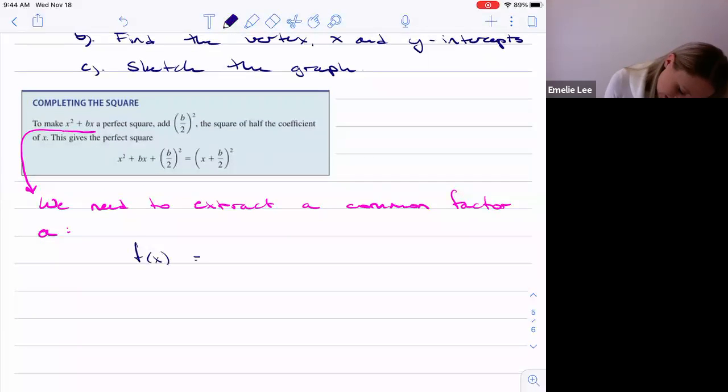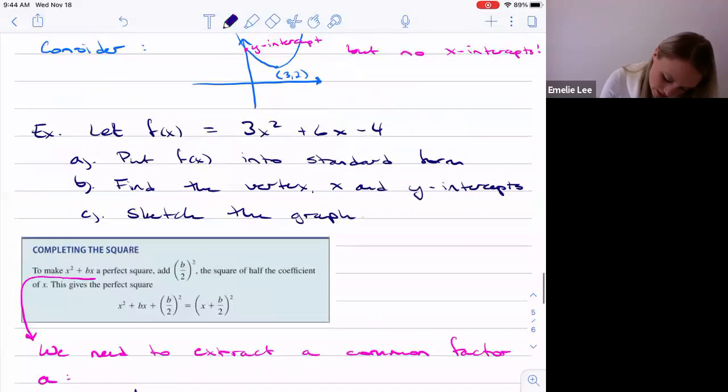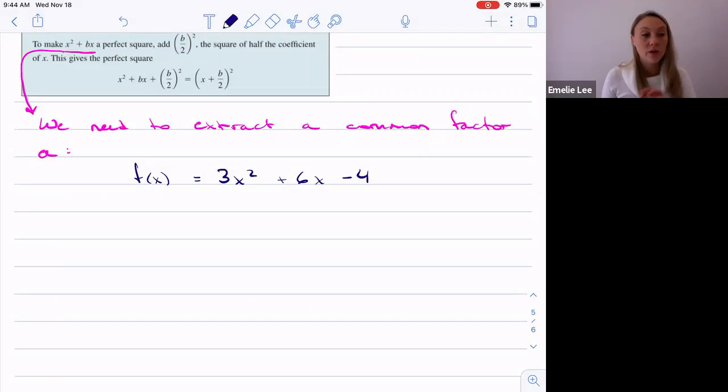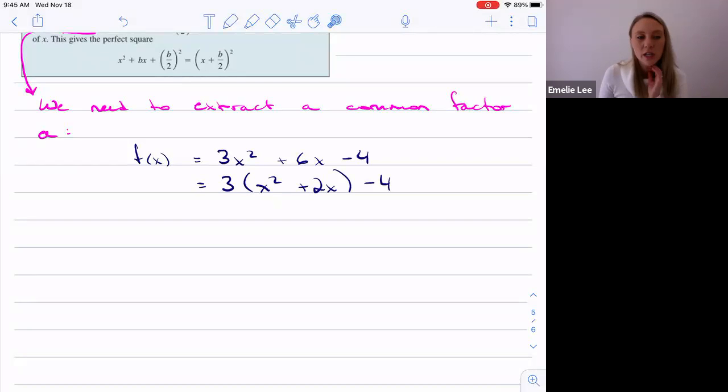So f of x equals 3x squared plus 6x minus 4. I'm going to pull out a 3 times x squared plus 2x, minus 4. Just a check-in point here: notice that the negative 4 stays on the outside. If I expand this, 3x squared plus 3 times 2x, that's 6x, and then minus 4. I haven't changed this thing at all. That's what you need to make sure of.